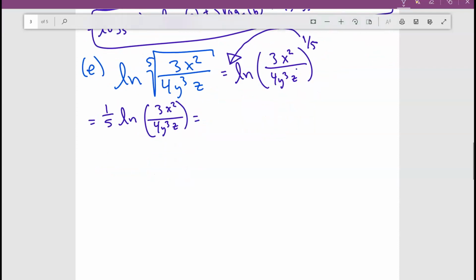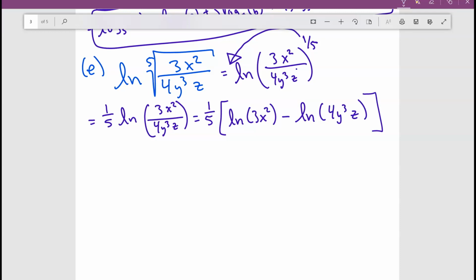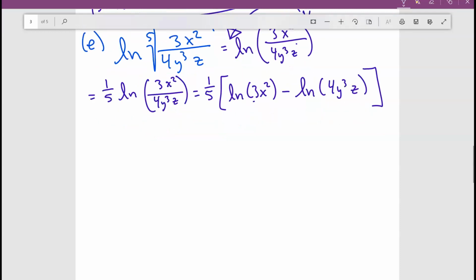Okay, now this fraction is going to turn into subtraction. So it's going to be 1/5 ln of 3x squared, so that's the numerator, minus the denominator, ln of 4y cubed z. Okay, here we have two different things. Don't worry about the 1/5, the 1/5 is just going to stay outside. So 1/5, we have two things in the numerator, so this is going to be ln of 3 plus ln of x squared.